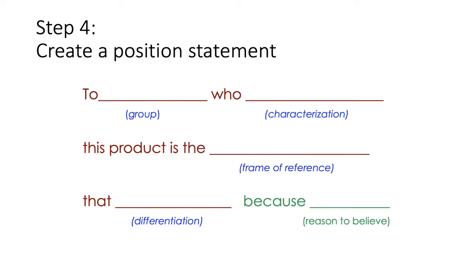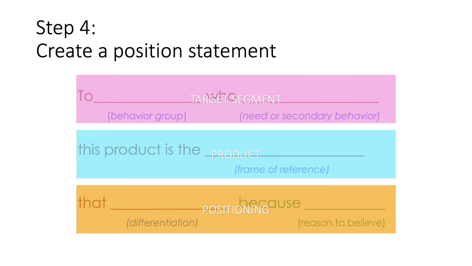It has three elements. The first is the target audience, who, what's important to them or something unique about them. The second is the product, what it is, what it does. The third is what differentiates your unique value, your proof point or reason to believe. So if you look at this statement, you can see that there are three different areas. The first is the who, the target audience. The second is the product. And the third is what we call your positioning.